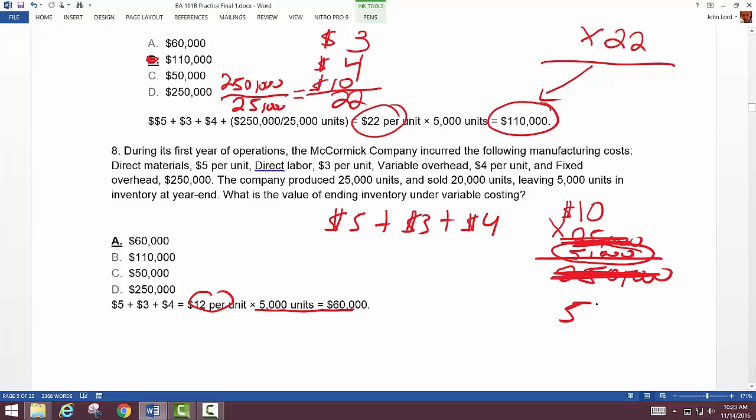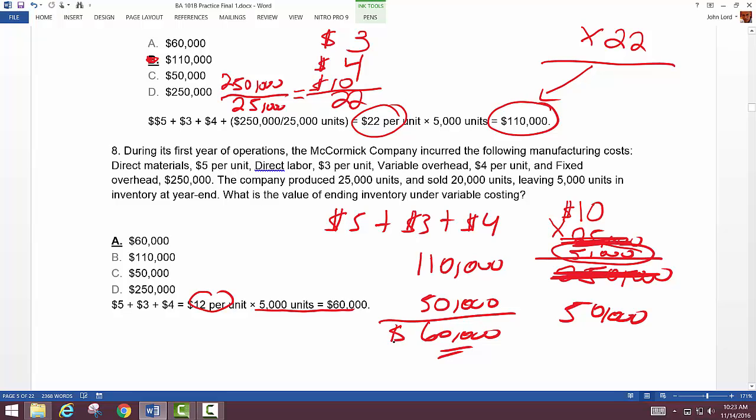50,000? Okay. And so in this question, if I gave you these two questions back to back, you simply could have taken the absorption income and said, well, look, since I expense for 5,000 units that $10 per unit, that means variable is going to give me a $60,000 net income, or $50,000 less of net income, right?